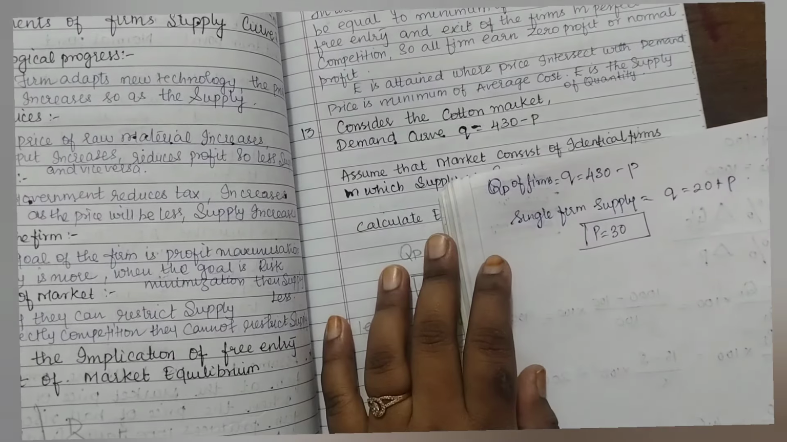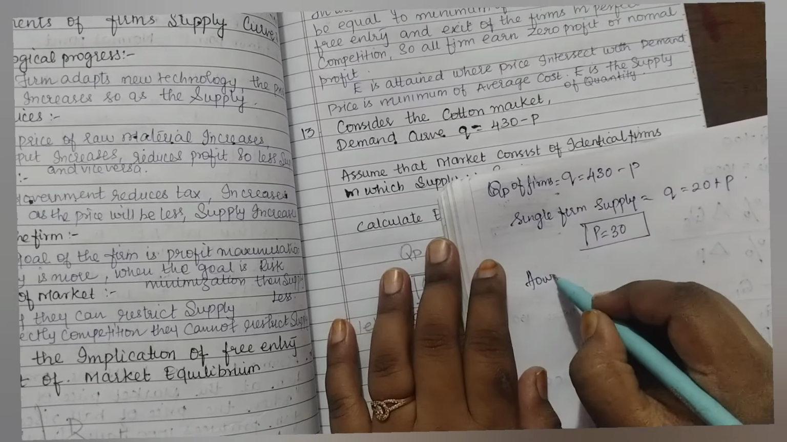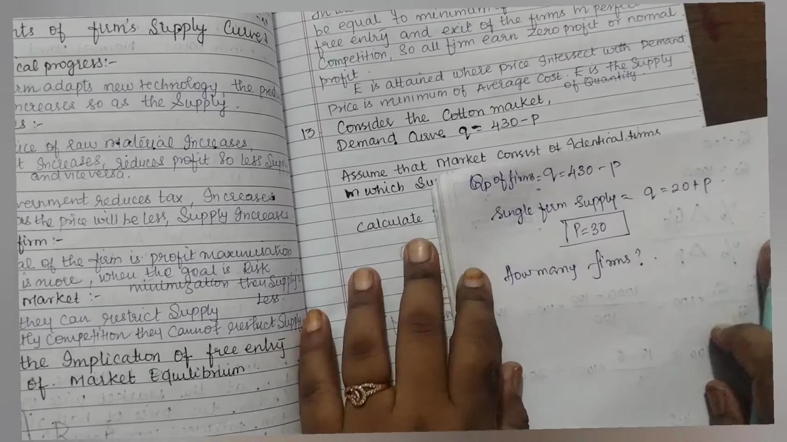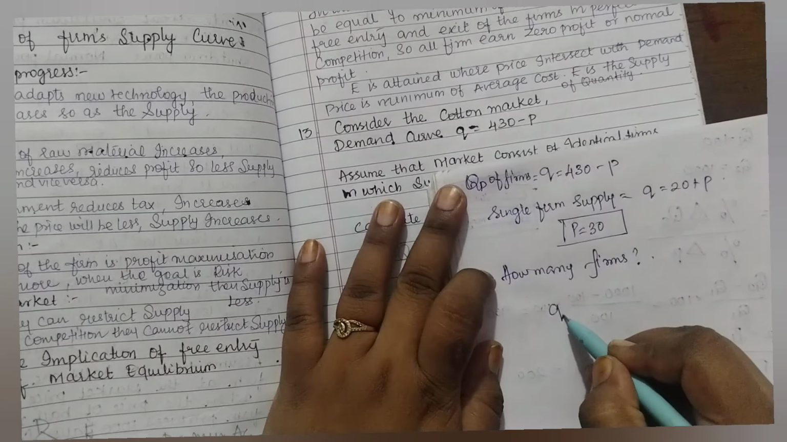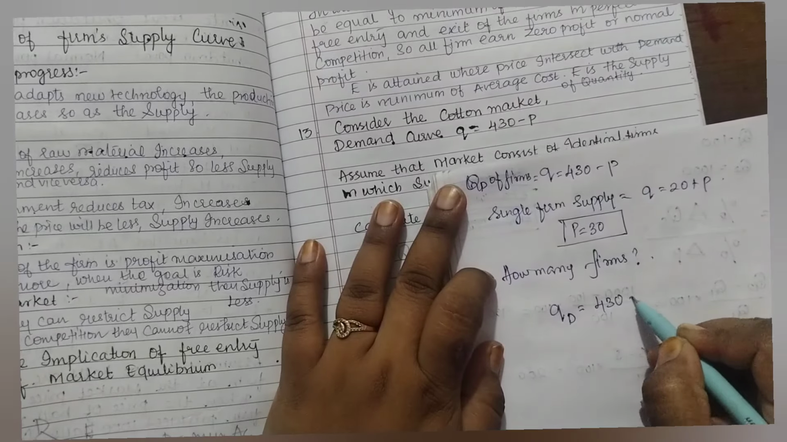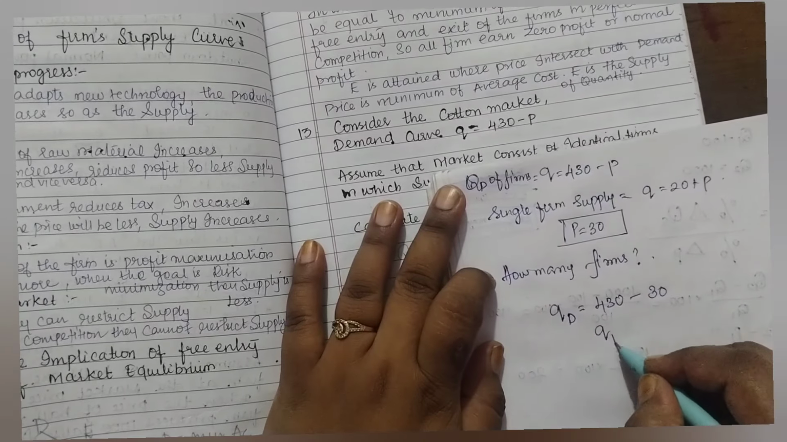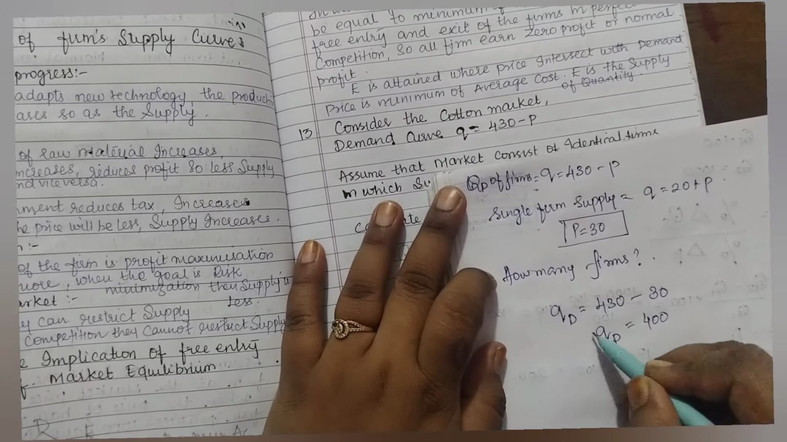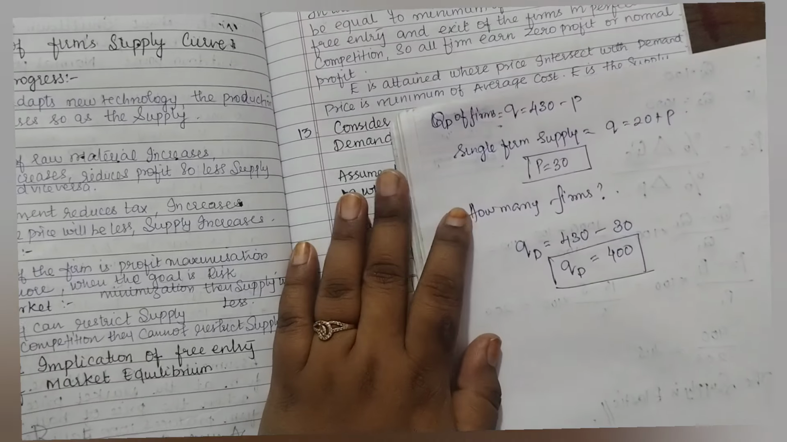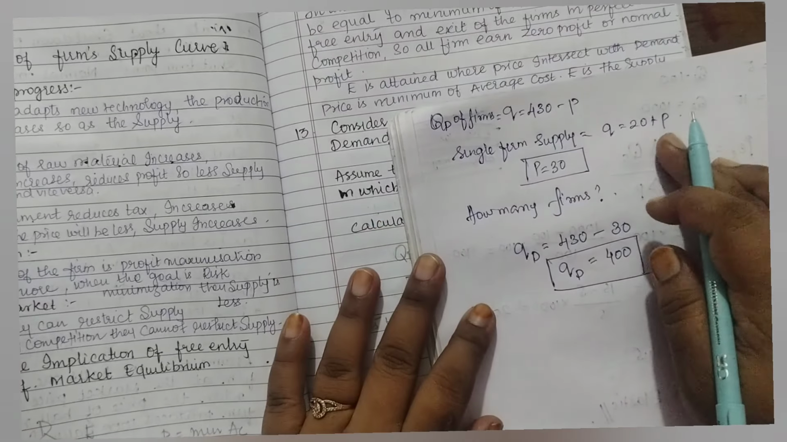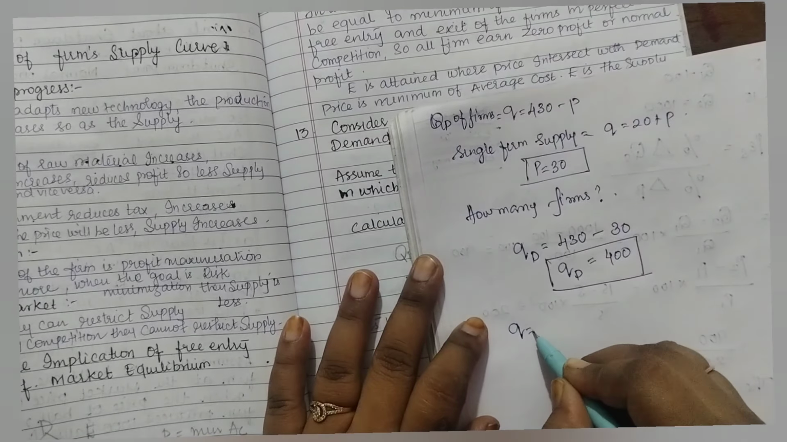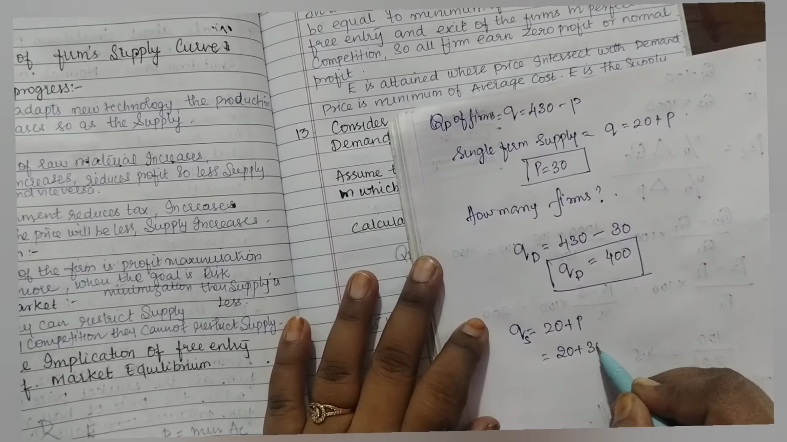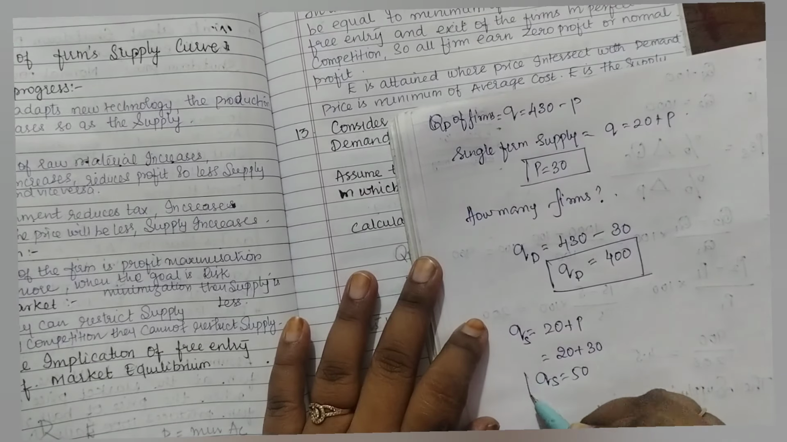It means how many firms are there. We don't know. We have to find the number of firms. So the first thing we are going to do is QD is equal to 430 minus P, where P is given as 30. Then QD of all the firms, the total, is 400. We know what QD is, but we don't know what QS is, and we have got only the supply of a single firm. So Q is equal to 20 plus P. This is QS. So 20 plus 30, QS is equal to 50.